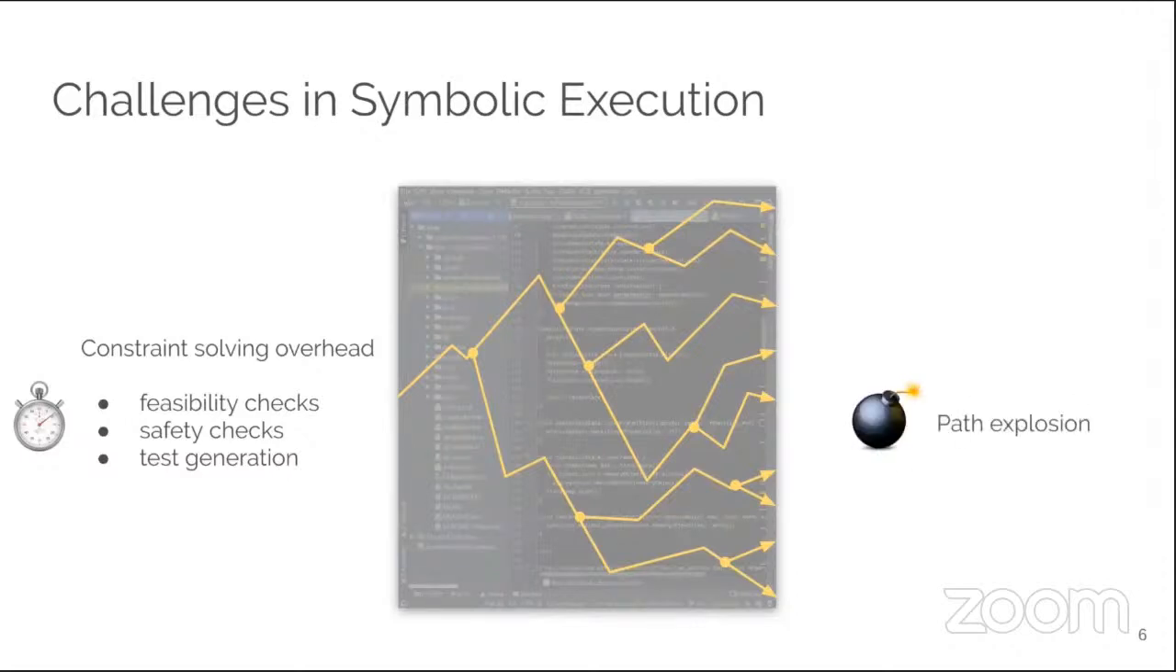The second challenge, as you can imagine, is path explosion. Each if or switch statement or loop with a symbolic condition potentially creates new branches that have to be explored by the engine. In practice, symbolic execution engines terminate paths when they run out of memory.